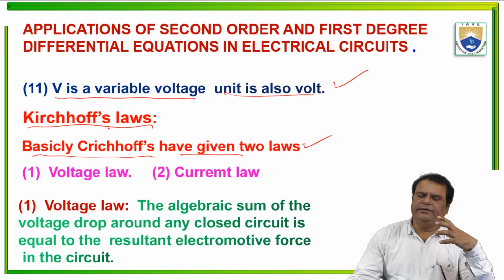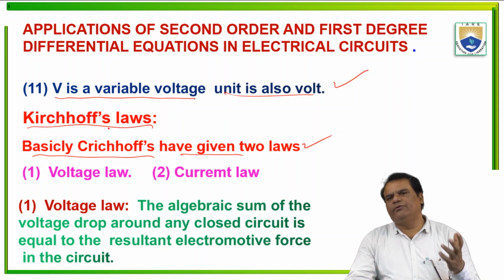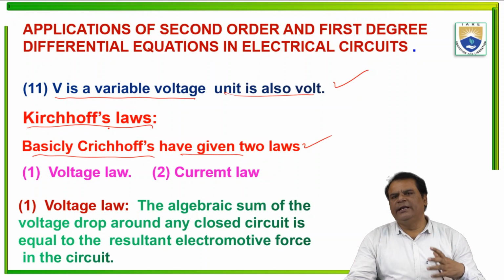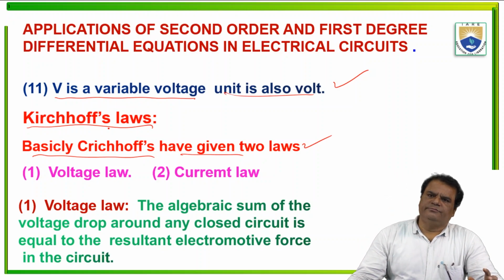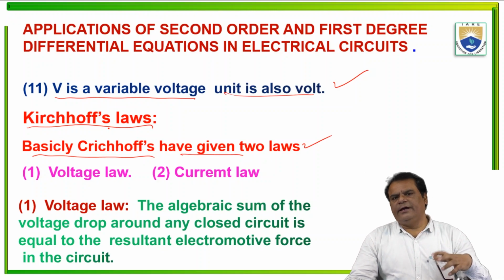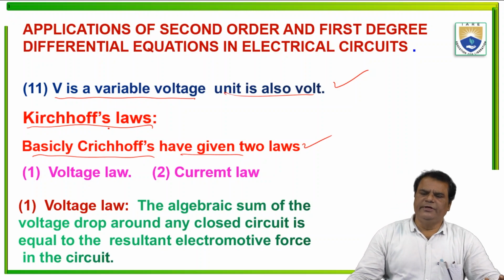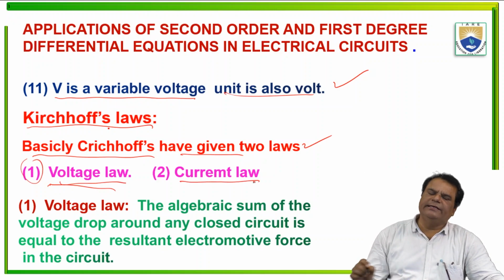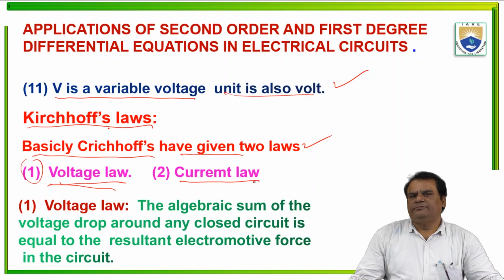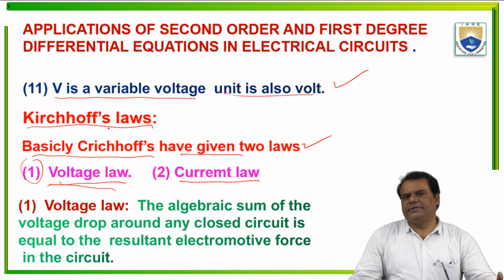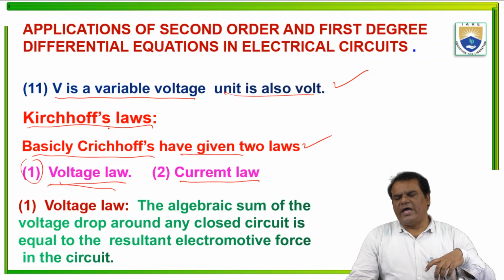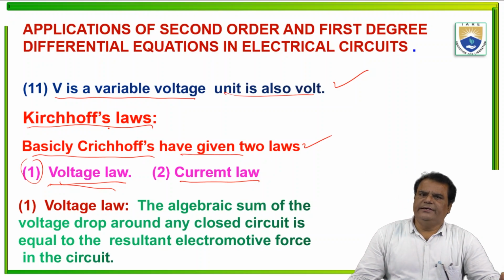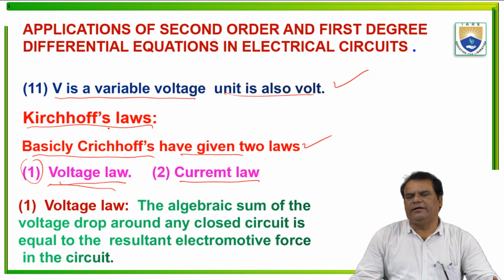Without using these two laws, we cannot calculate any value in a circuit. If we want to find any value in a circuit, then we use these laws. So the first law is voltage law and the second law is current law. These two laws are known as Kirchhoff's laws, because they were given by Kirchhoff. Number 1 voltage law and number 2 current law.